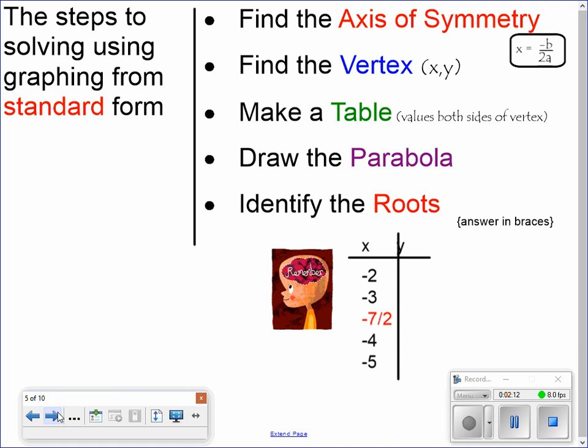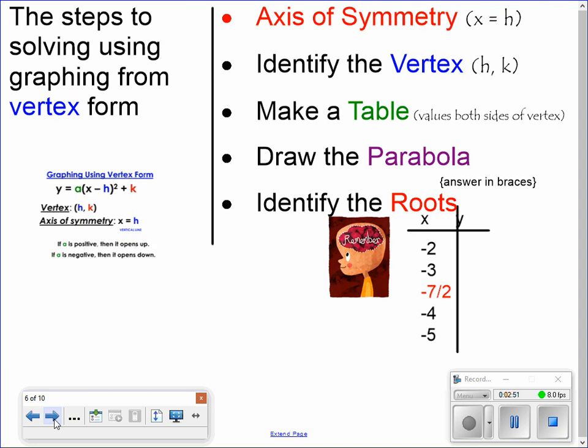Now, the steps to solving using standard form. Recall in the previous videos we talked about how to graph using standard form. When we're graphing using standard form, we use the axis of symmetry. So we find that, which is -b over 2a. We find the vertex. Once we know the axis of symmetry, we know the x. We plug in the x, we get out the y. Make a table so that you have other points. Draw your parabola and then identify the roots where the graph crosses the x-axis.